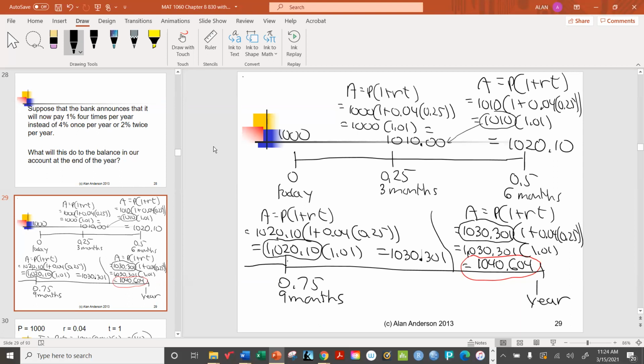All right. So it did. Everyone who said yes in that poll was correct. The amount in our account at the end of the year went up even further because the frequency of the interest payments went up from 2 to 4 per year.